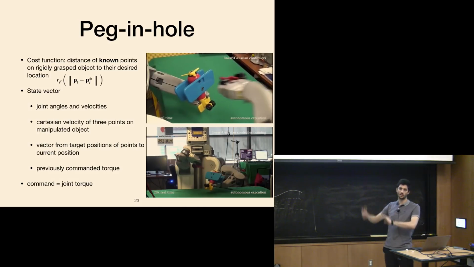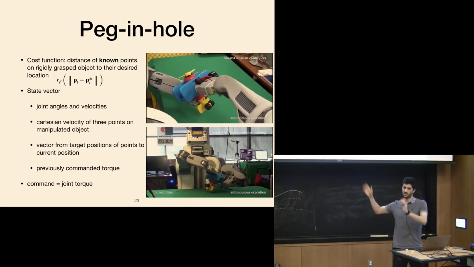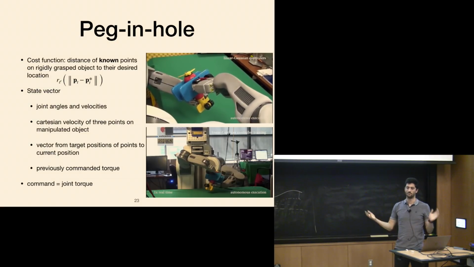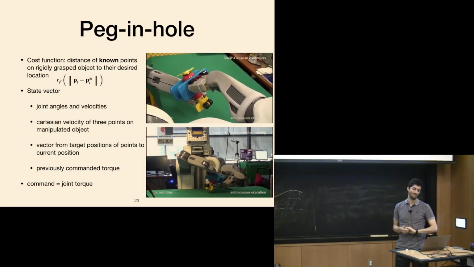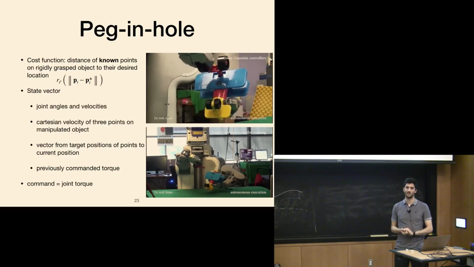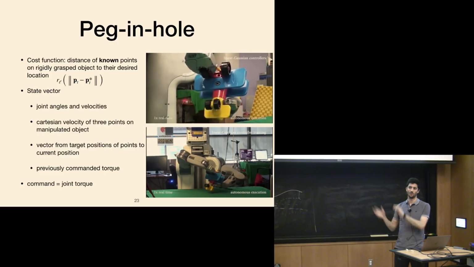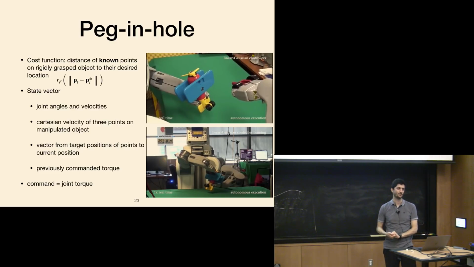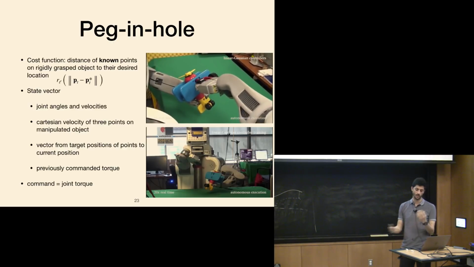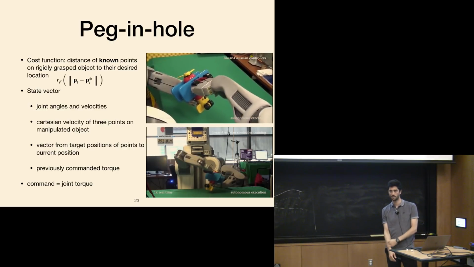This is just straight out of the paper. This is what they decided to use as their X, and they just thought it would work well. It's not like there's some specific procedure for choosing this. Okay, and what's the command going to be? The command is just going to be joint torques.